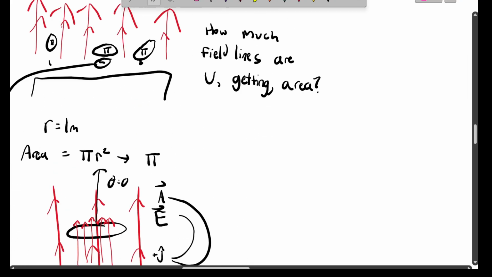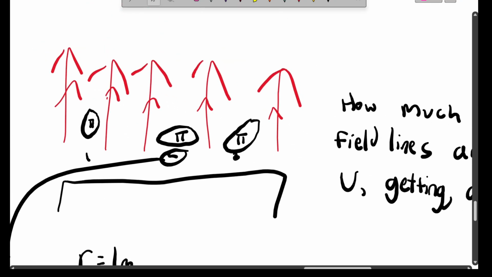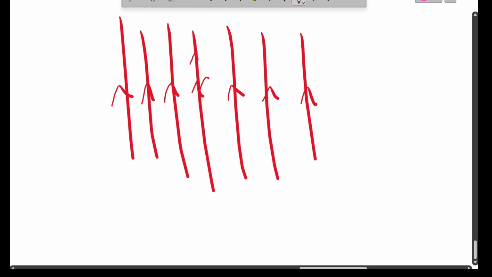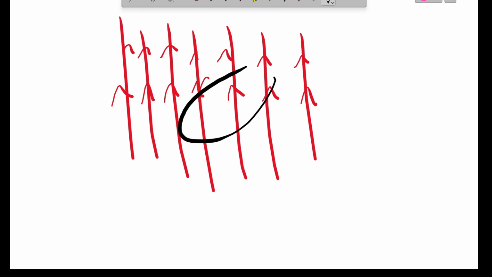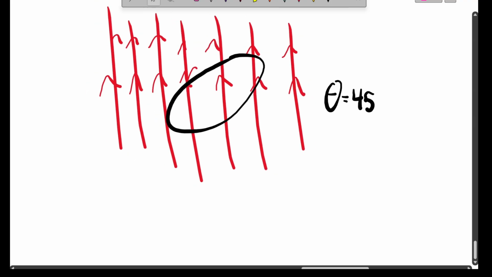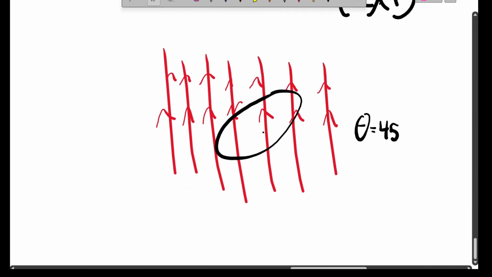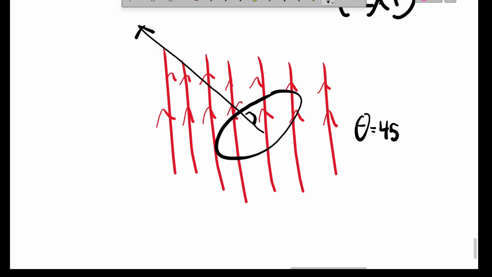Now, if we look at the second version, we have a sort of tilted area in that same field, and when you draw that out, something like this, what are we saying here? We're saying that we have now an area at this angle. Let's say theta is 45. The area captures a little bit fewer field lines than the one that's directly aligned, because its area vector makes an angle of about 45 degrees with the electric field vector.